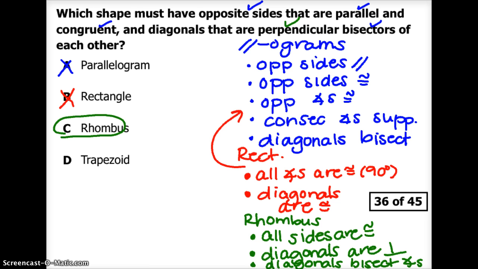And actually, a trapezoid is not even a parallelogram, and I do not have that all opposite sides are parallel. I only have one pair of opposite sides that is parallel. So that could not be the option either. So I have to choose choice C, rhombus.